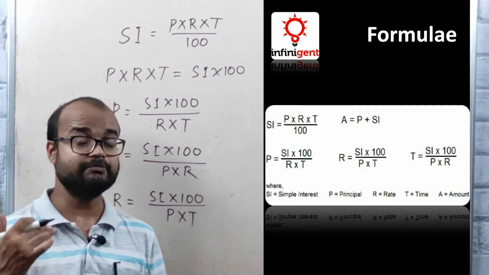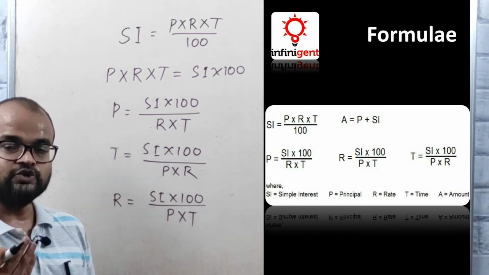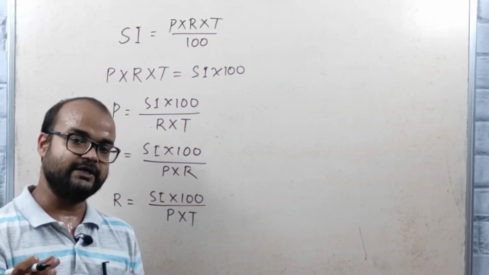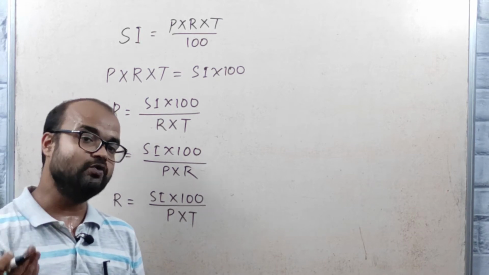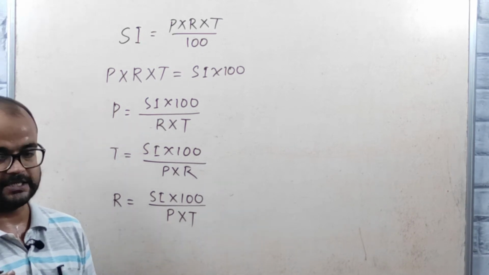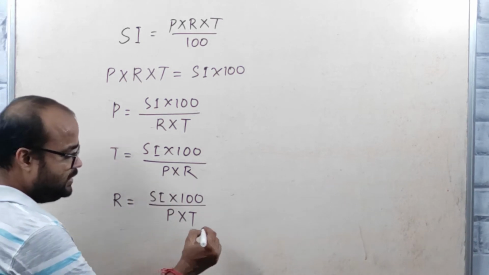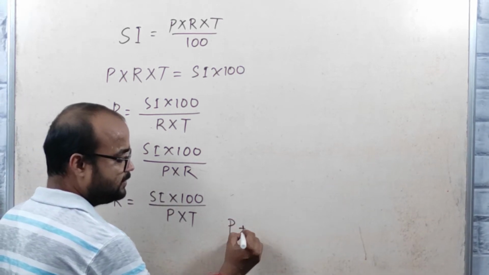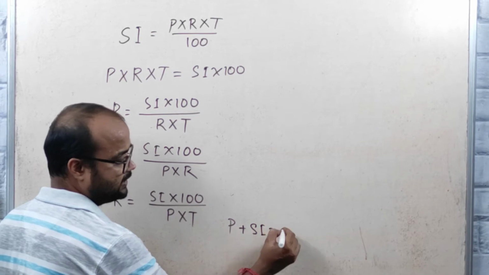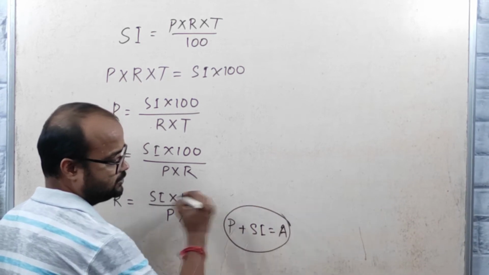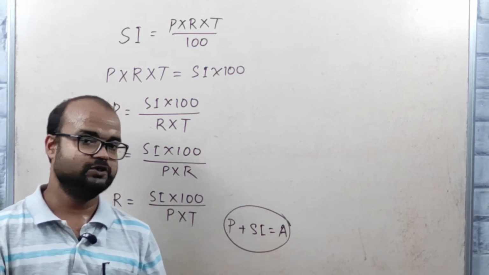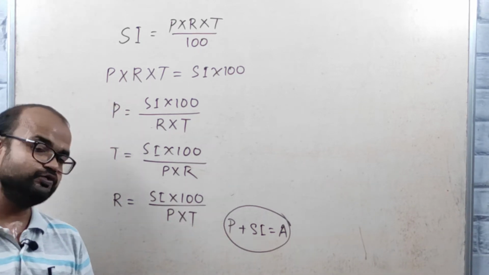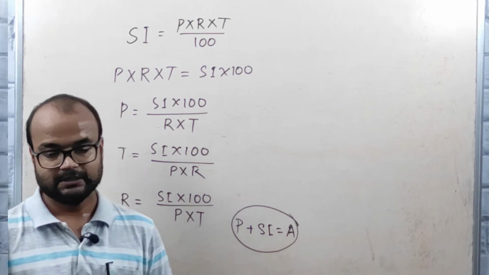So it is very easy to remember the formula. Out of the three, whichever you need to find out, the other two will be the denominator and the numerator is always 100 into SI. And if you add P plus SI, you will get the amount. So this is the formula which we are going to use throughout this chapter. Now let us discuss our first problem.